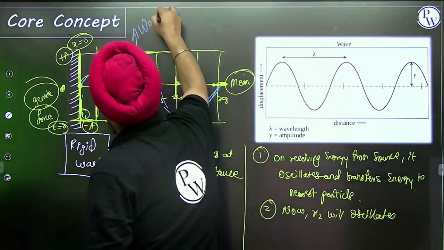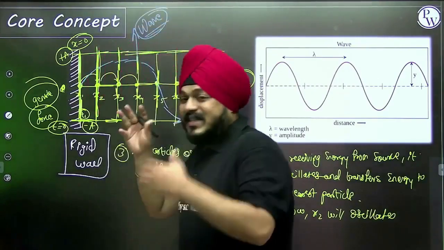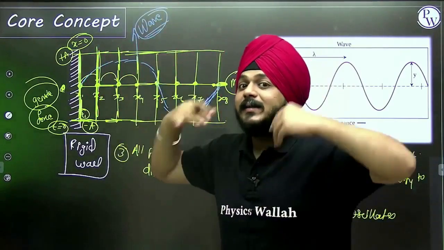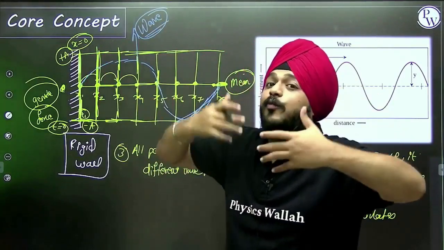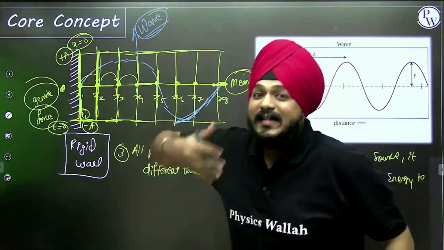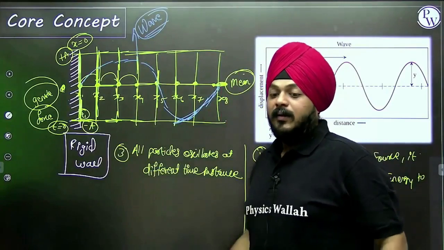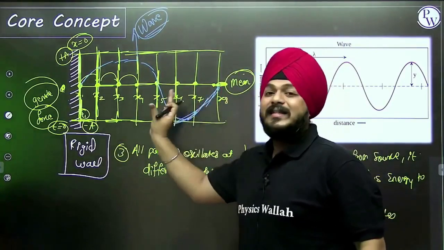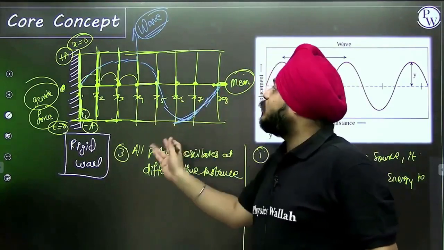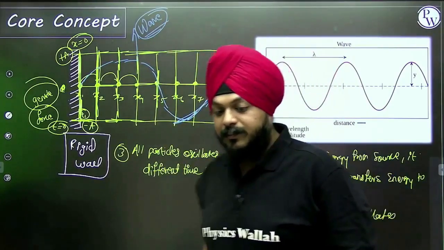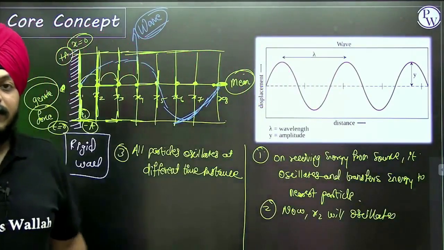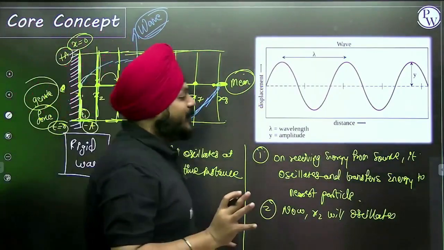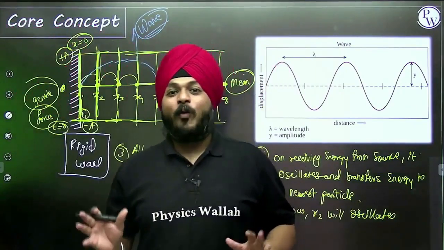Why wave? The name itself states that something is getting wavy. What is getting wavy? Lots of parameters are there, but here something is getting wavy. That's why it is named a wave. Now, you all understood, right? What is a wave?